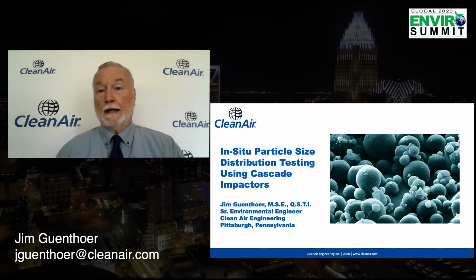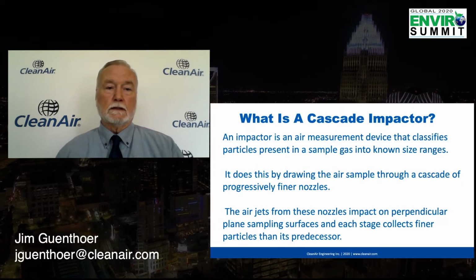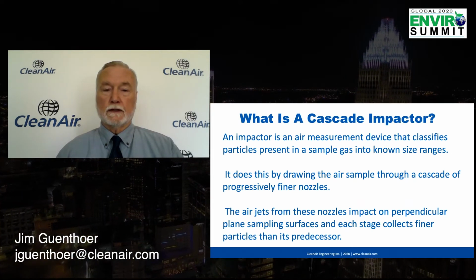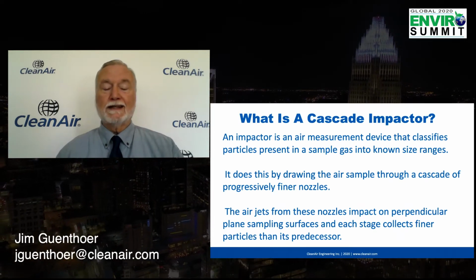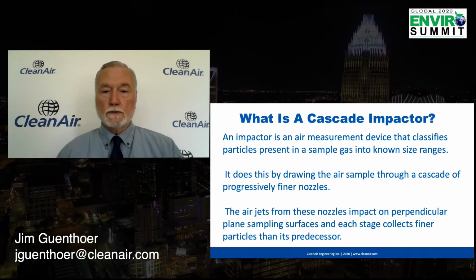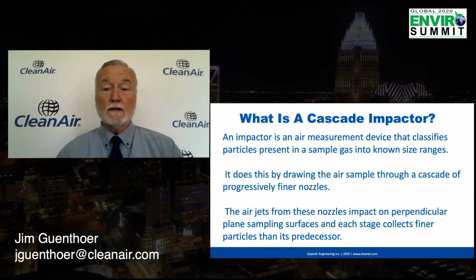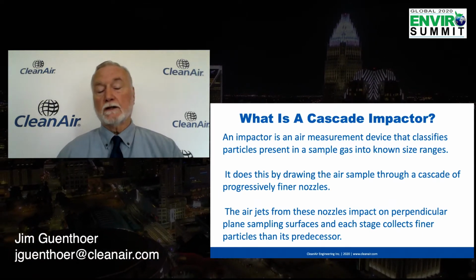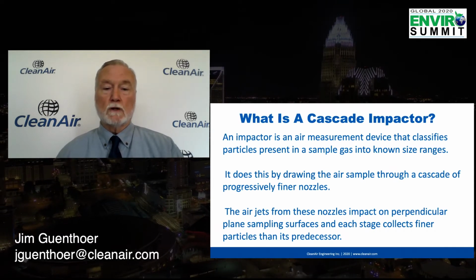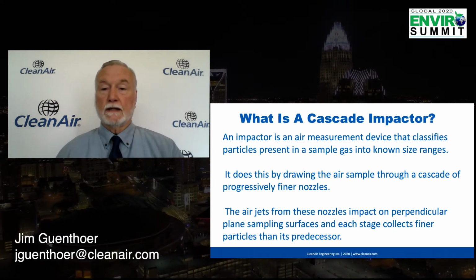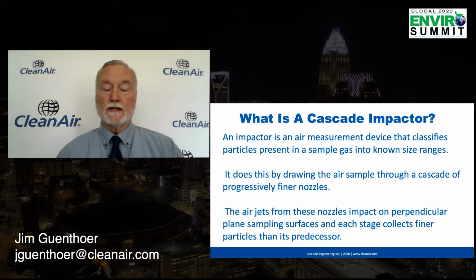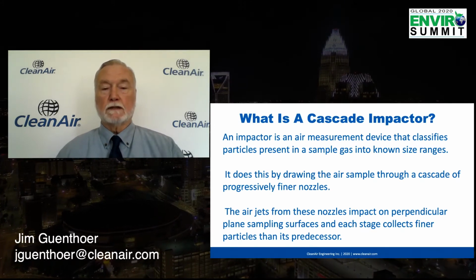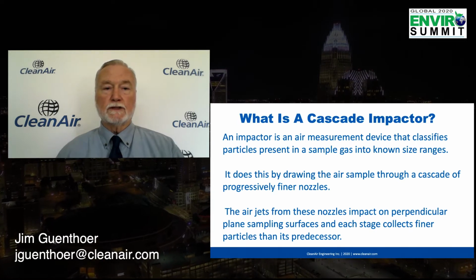So let's first look at a definition of what is a cascade impactor. As you can see from the screen, it's an air measurement device, and what it does is it divides the particulate matter in the gas stream into different sizes. It pulls the select sample stream into it and then breaks it apart through a cascade of nozzles, and the nozzles are progressively finer, hence it sizes smaller and smaller matter. There's an impaction surface below each jet, and as some particles hit the surface, others continue on through. So that's basically what a cascade impactor is by definition.